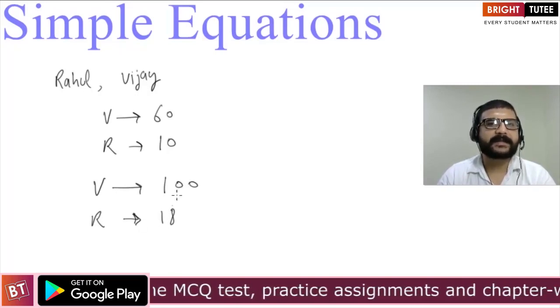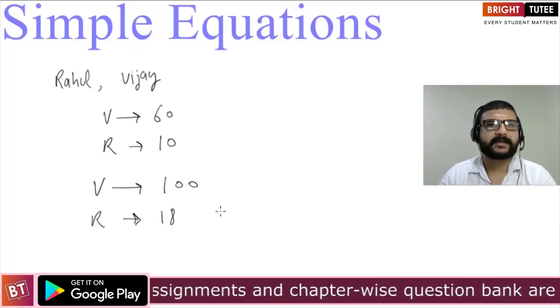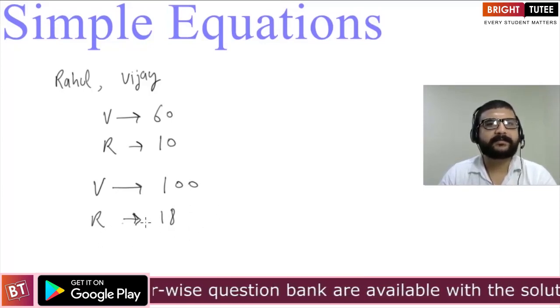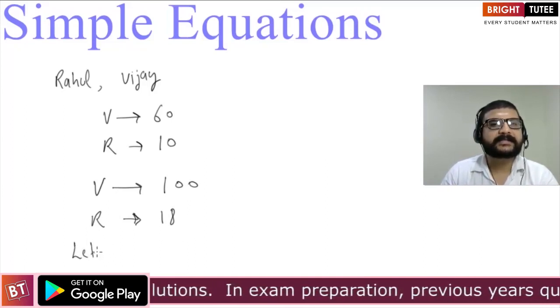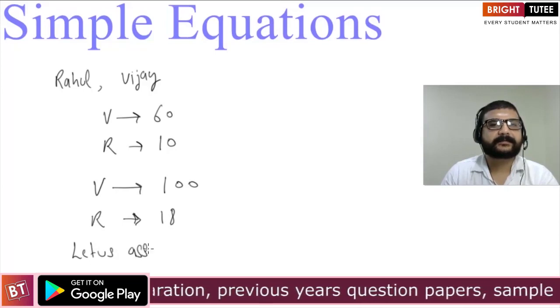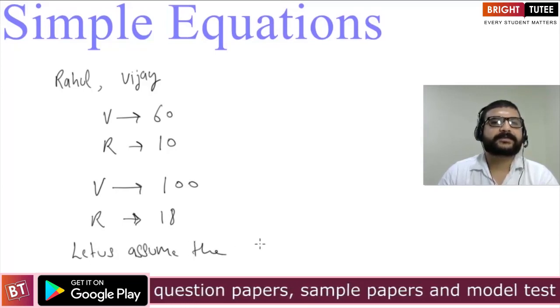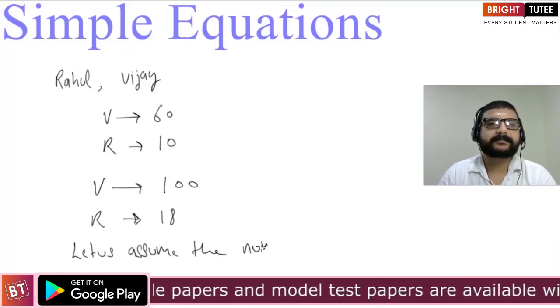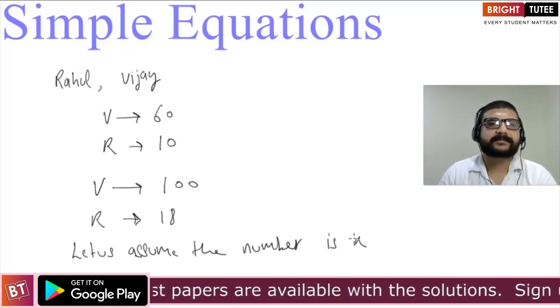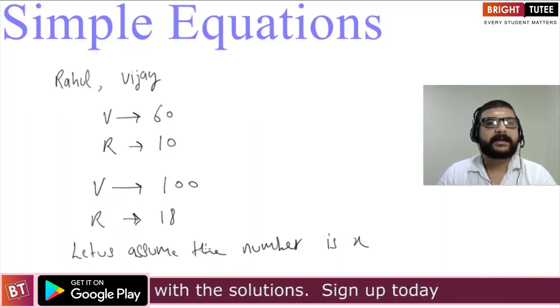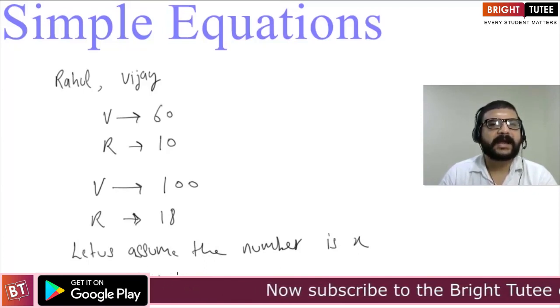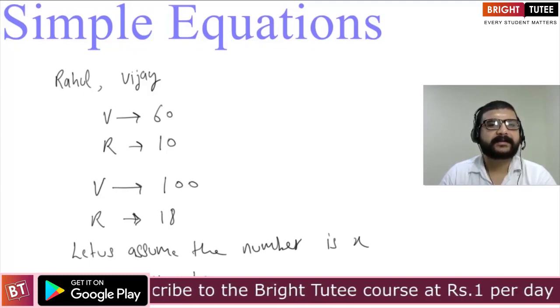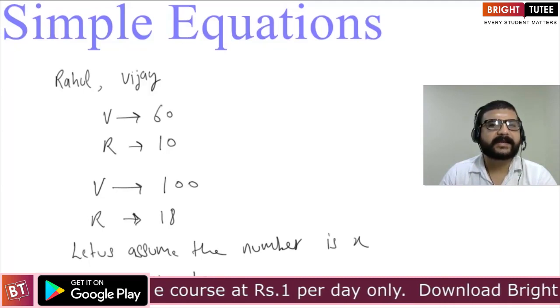Now let's try to make a mathematical equation from this situation. So what did Rahul say to Vijay? Rahul asked him to think of any number. So let us assume that the number he is thinking of is x. And then he told him to multiply this number with 5. So he multiplied it with 5 and got 5x. And then he had to add 10 to it. He added 10. So this is the expression we are getting in x.